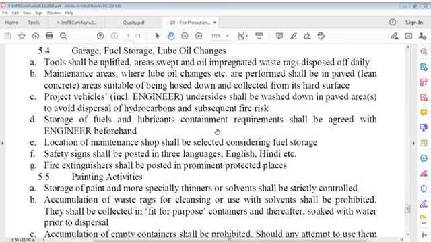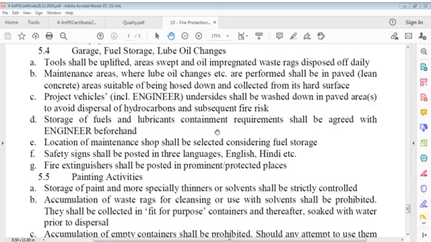Project vehicles, including engine undersides, shall be washed down in paved areas to avoid dispersal of hydrocarbons and subsequent fire risk. Storage of fuels and lubricants, containment requirements shall be agreed with the engineer beforehand. The location of the maintenance shop shall be selected considering fuel storage.